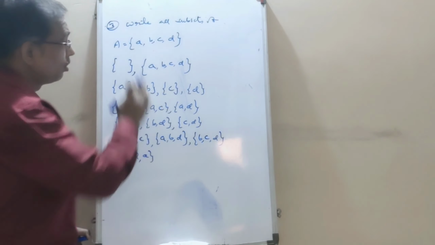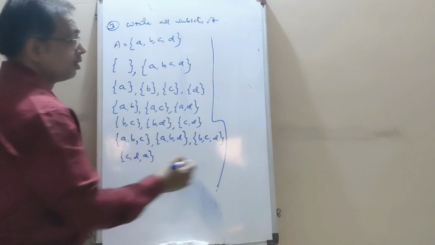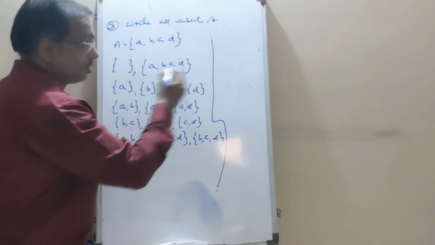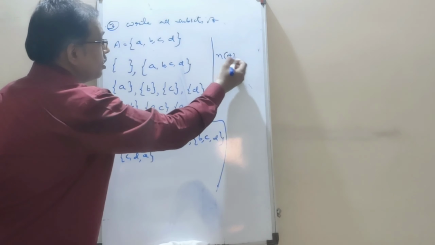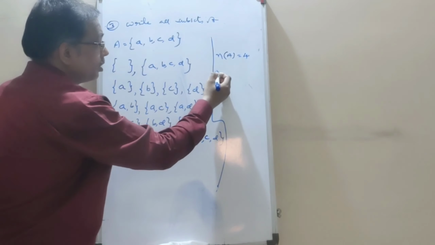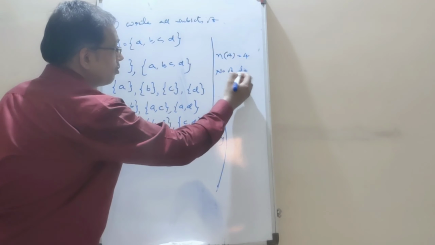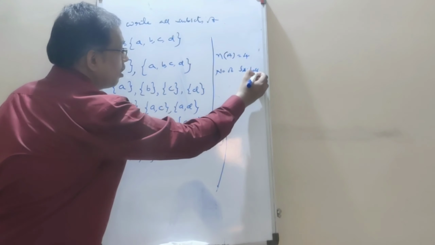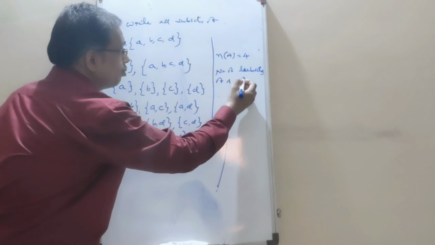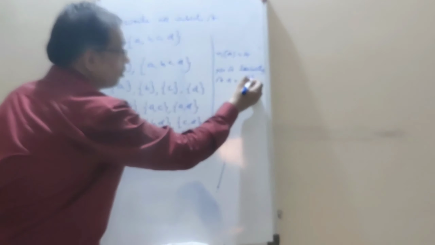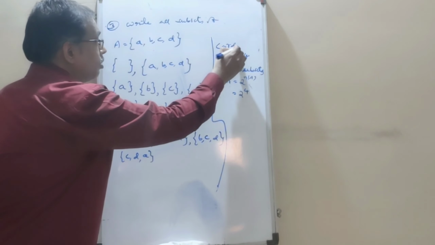So that's enough. By seeing the set itself only, we can find the number of subsets. So here {a, b, c, d} is the set. How many elements are there? n(A) is equal to 4. Then the number of subsets of A is simply 2 to the power of n(A). This n(A) is known as the ordinal number.